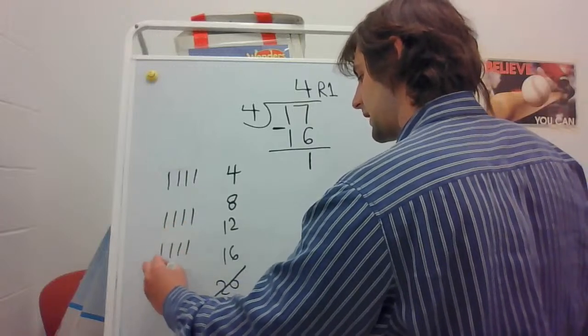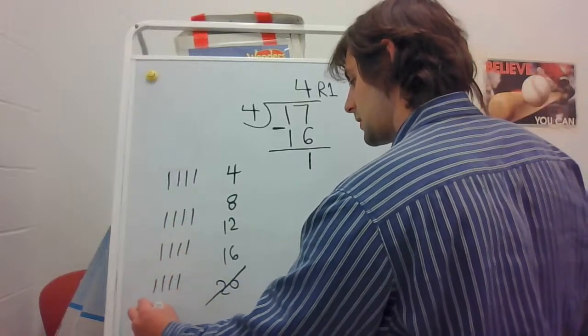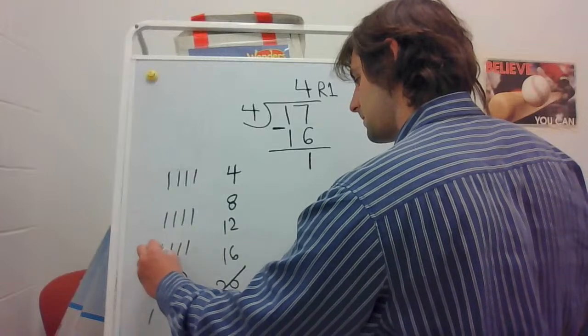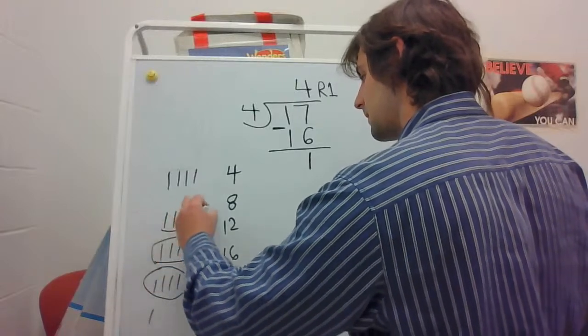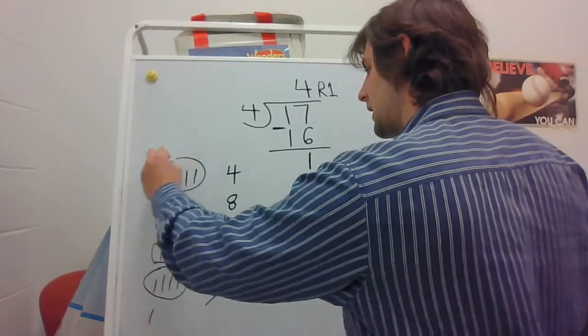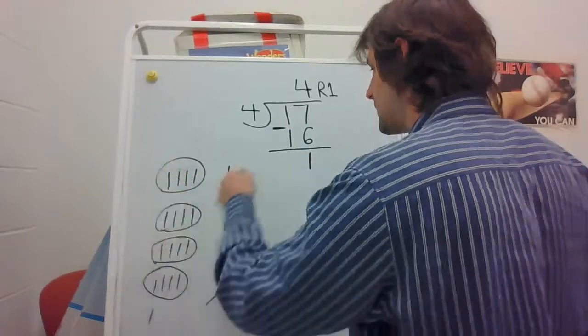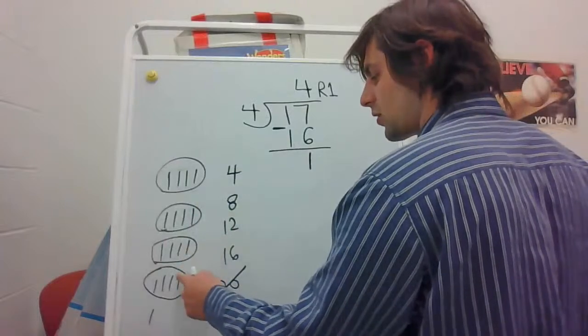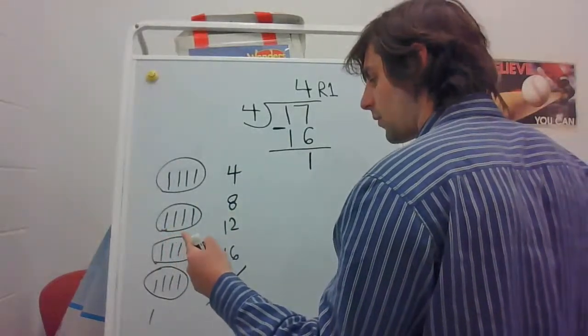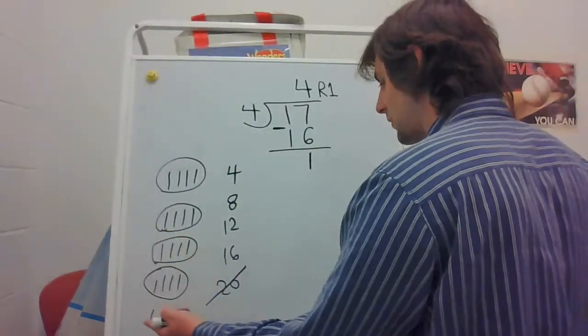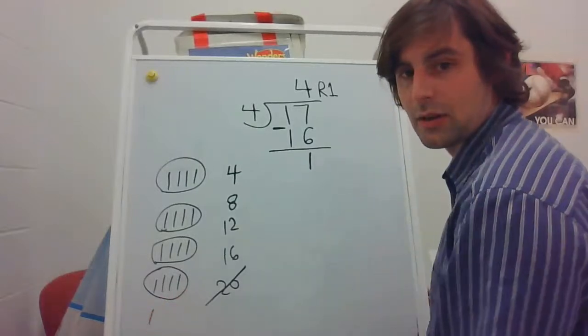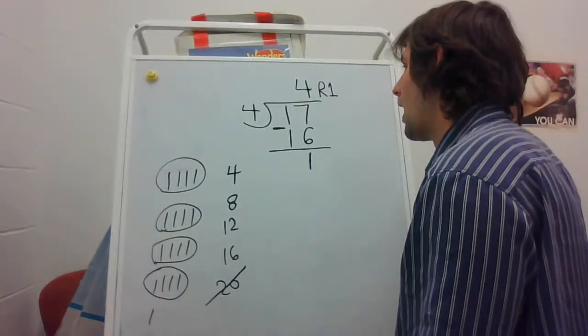Counting up to 17 tallies, putting 4 in each group. As you can see, I was able to get 4 groups of 4. I have 16 tallies that are within a circle, within a group, and I have 1 tally that is not within a group, and that 1 tally would be our remainder. All right.